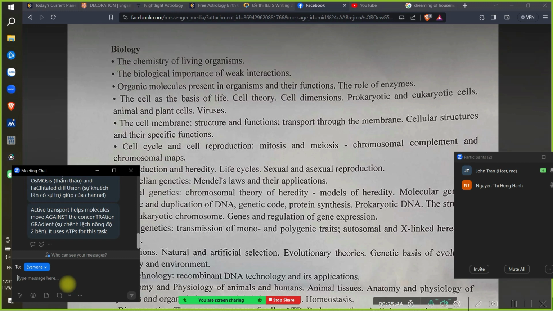So active transport helps molecules move against the concentration gradient. Naturally, the place with more concentration, the substances will move to the place with a lower concentration. But sometimes you need to go the other way around, when the molecules move from the place with lower concentration to the place with higher concentration. So that is against the concentration gradient, and you need ATP molecules for this task. You provide energy for this task. So that's why it's called active transport.